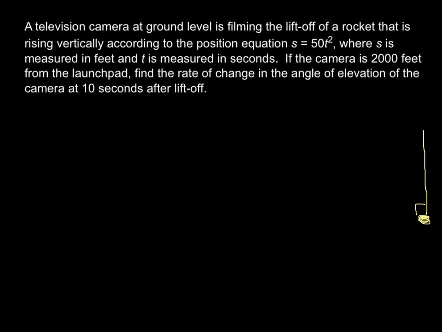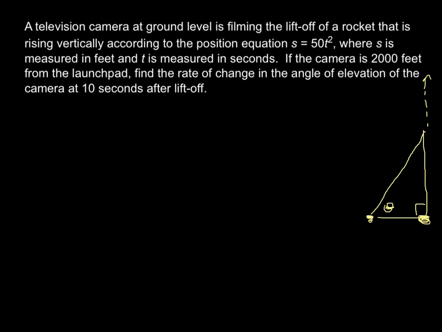And the camera is somewhere out here, and I probably couldn't draw a camera either. All right, so the camera's out there, and the camera is facing up to the rocket, and there's an angle, theta, right in here, that is the angle of elevation from the camera up to the rocket ship. And the rocket is going to keep going in that direction.